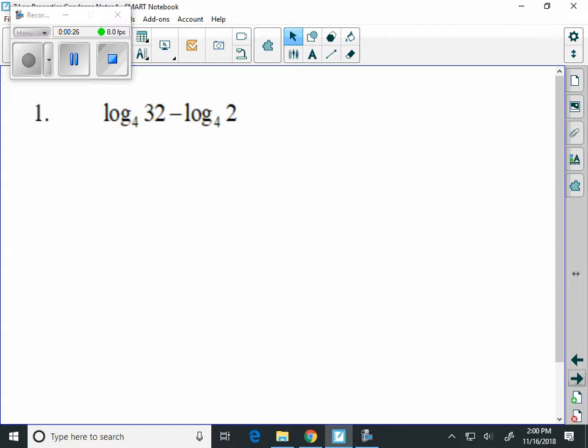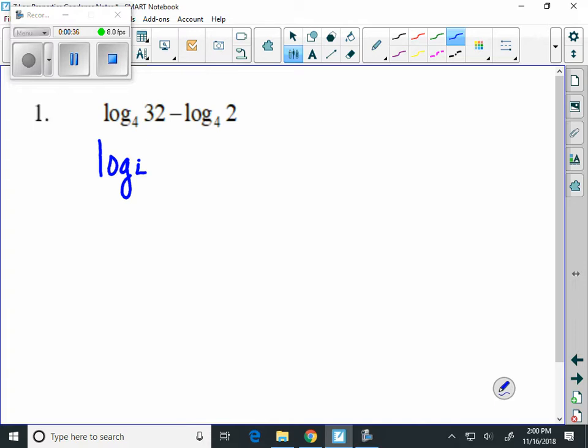So the second thing that we do is we look and we see this problem has subtraction in it. And because it has subtraction in it, we can turn this problem into one logarithm if we take 32 and we divide by 2. We're applying that quotient property of logarithms. If you look up at your chart there, here's an example of something that's subtracted. That's on the right side. And then we're going to turn it back into the left side.